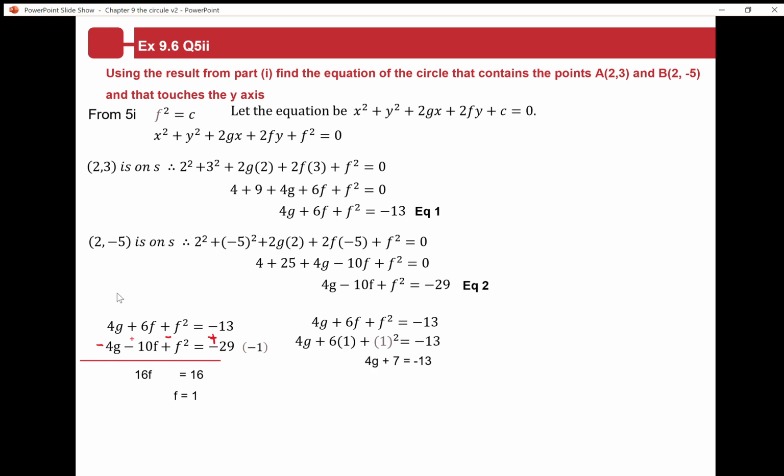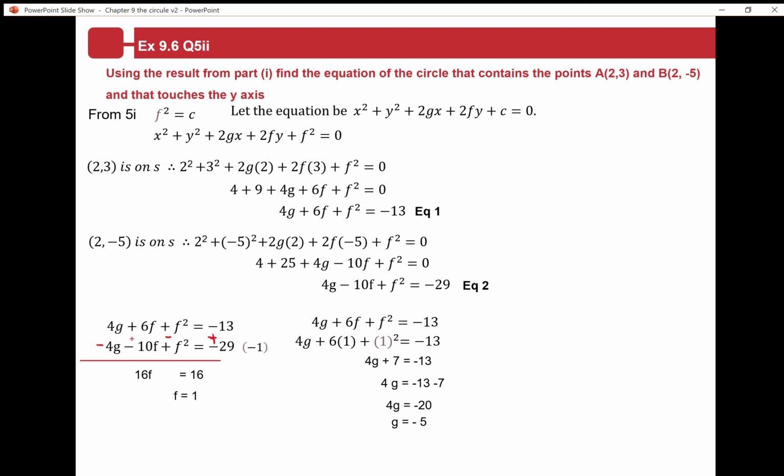So we're going to substitute it into our equation here to solve for g. So 4g plus 6f plus f squared equals minus 13. This gives us 4g plus 6 times 1, so substituting f for 1, plus 1 squared equals minus 13. This leaves me with 4g, 6 plus 1 gives me 7, equals minus 13. Bringing our 7 to the other side gives us 4g equals minus 13 minus 7. 4g is equal to minus 20, and therefore g is equal to minus 5.